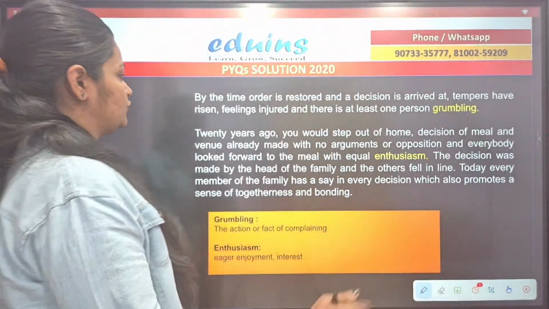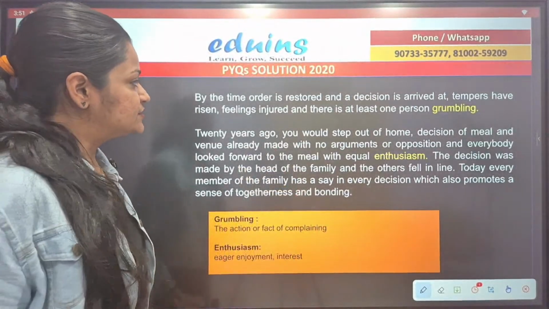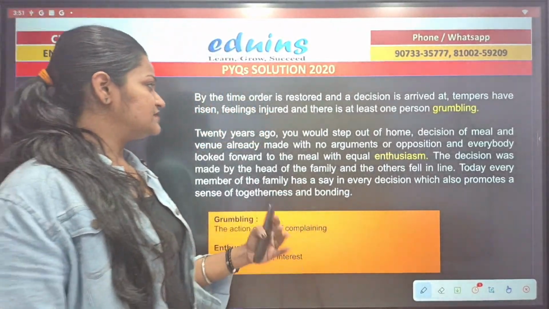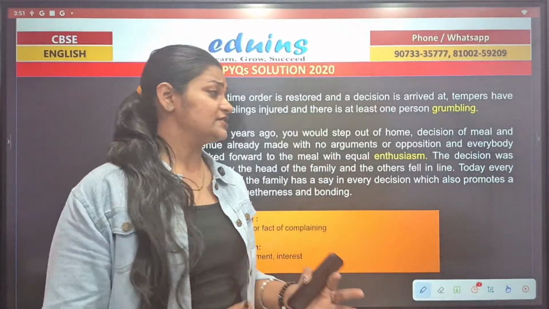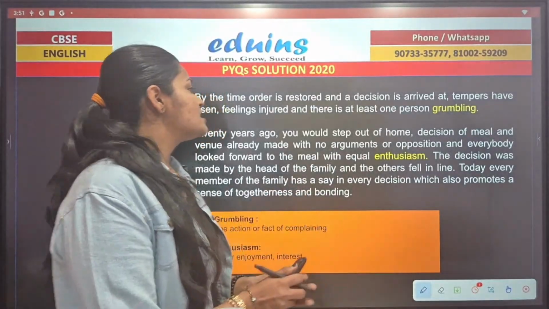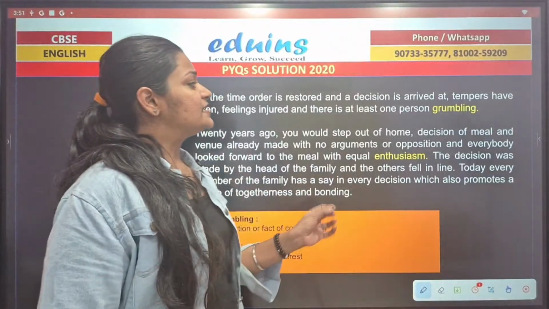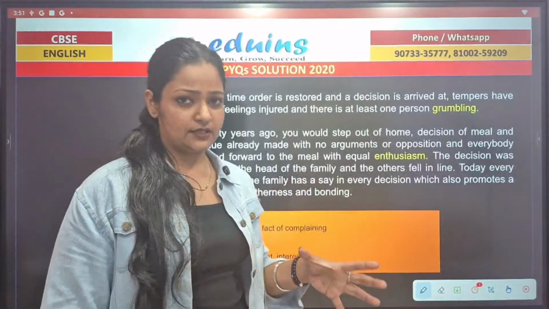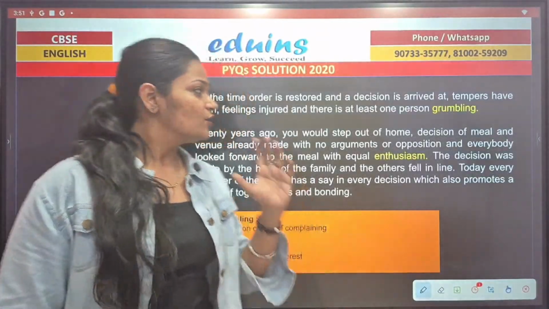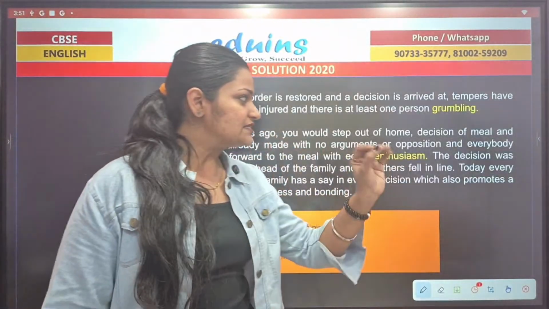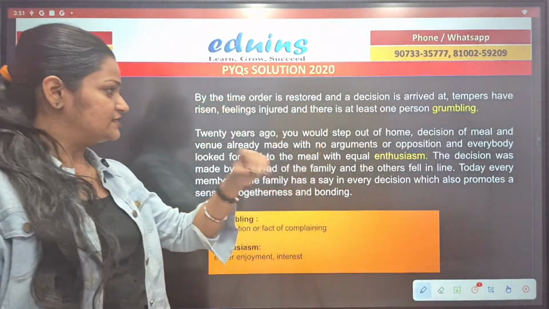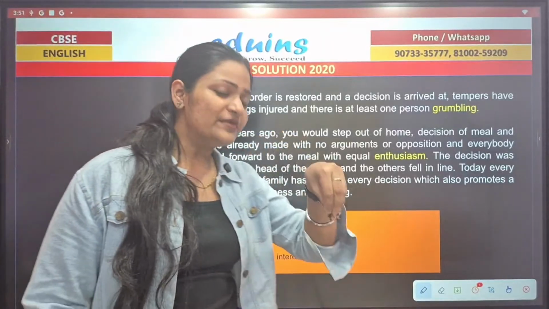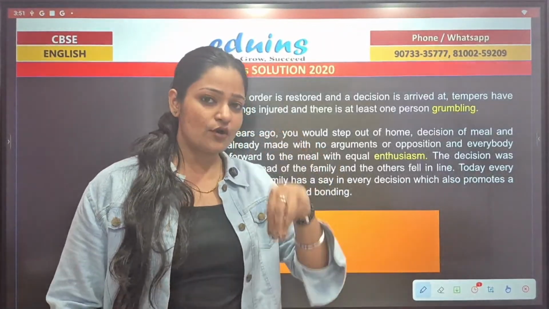Okay, thank you. By the time order is restored and a decision is arrived at, tempers have risen. So tempers have already risen because there are so many suggestions and so many voices. Feelings endured, and there is at least one person grumbling. Grumbling means the action or fact of complaining. So at least one person is grumbling, and there are so many opinions, and there is no common decision.